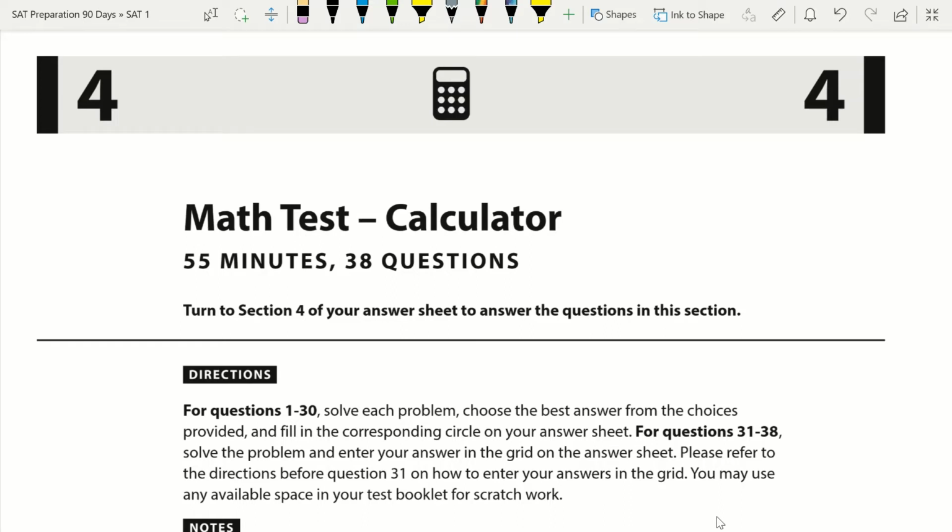Today is day 63 out of 90 days. Today I'll be going over the Math with Calculator section of SAT Practice Test 1. If you're following our program, then yesterday you completed SAT Practice Test 1's Math with Calculator section on your own, focusing on pacing, because that's been the theme of the past 2 weeks with the math section. We're focusing on teaching you how to pace.